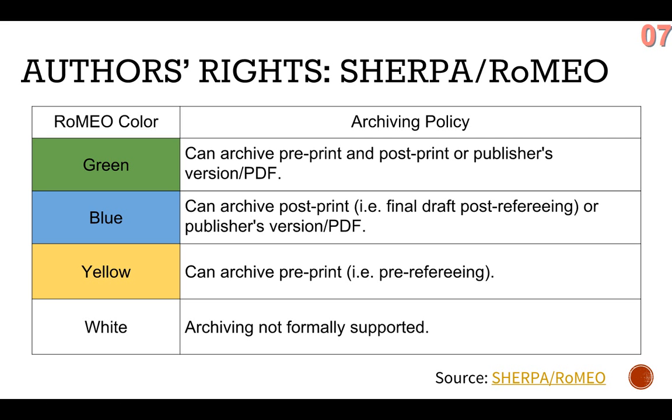Sherpa Romeo uses colors to code different levels of archive permissions. These colors are not to be confused with the gold and green open access standards. Publishers allow you to self-archive different versions of articles. These include a preprint, which is the original article version submitted for review, or a postprint, which is the Word document that incorporates the reviewer's comments, or the publisher's version, which is the final PDF of the article.